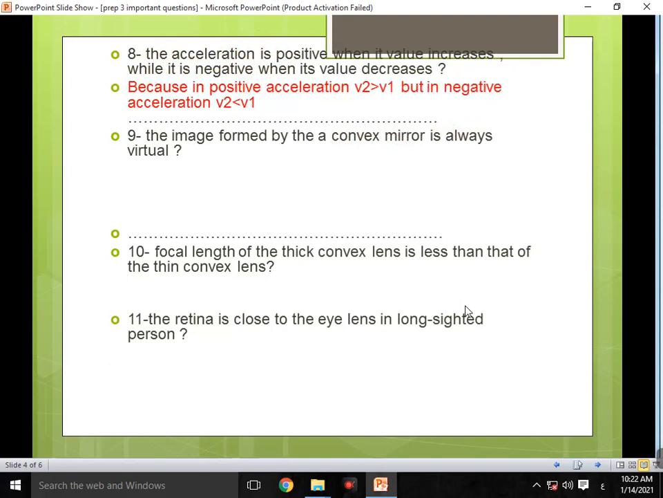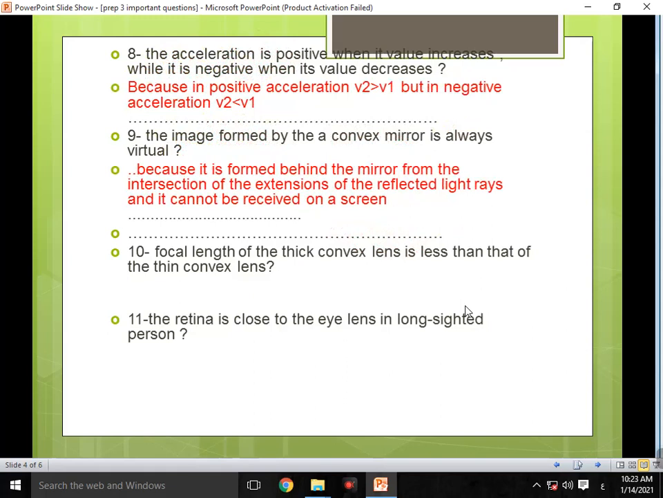Number 9, the image formed by the convex mirror is always virtual. Why do we obtain a virtual image by a convex mirror? Because it is formed behind the mirror from the intersection of the extensions of the reflected light rays, and it cannot be received on a screen.